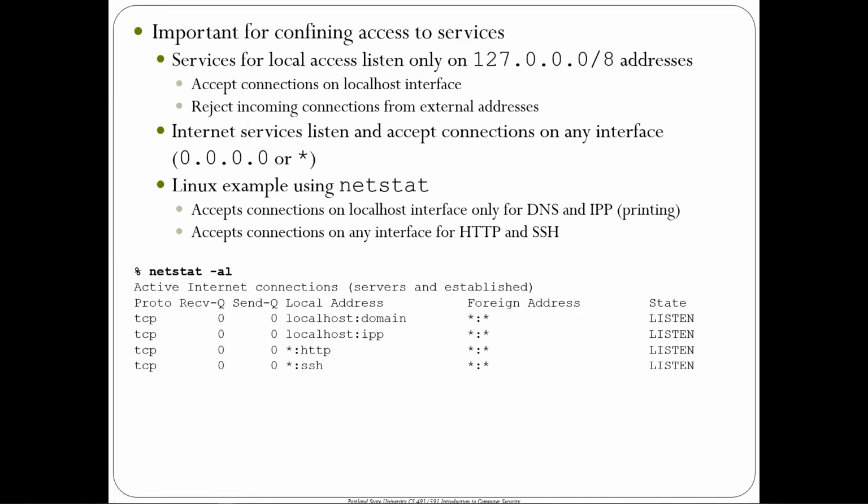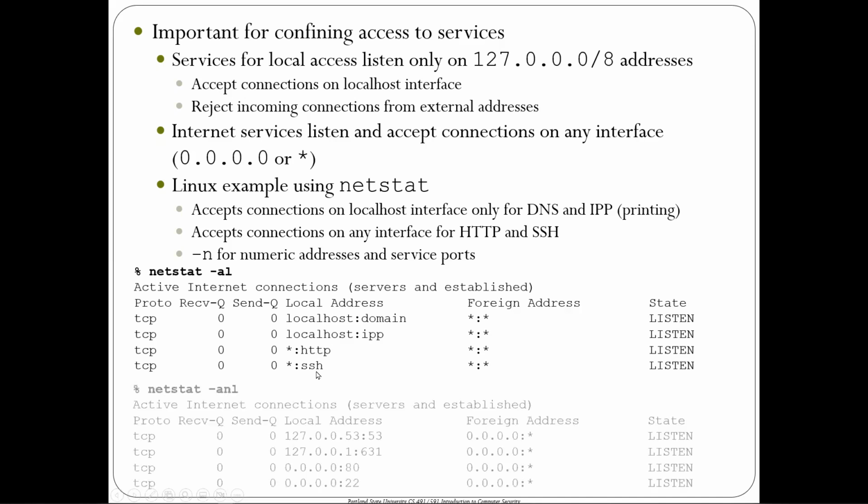Okay. I can also use a flag called -n to see the numeric addresses and the numeric port numbers instead of the name. So this is nice for a human readable format. If you actually want the addresses and the ports, you can see that, oh, the DNS one is using 127.0.0.53:53, and then this is the Internet Printing Protocol one, and then these are the two network connected servers. So this is either a star or the 0.0.0.0 with that port number.